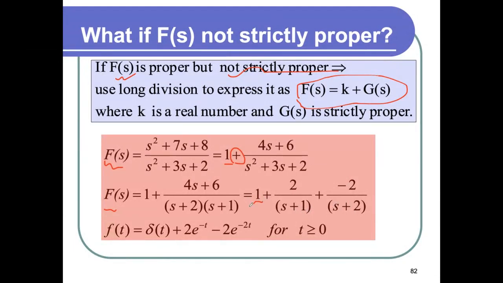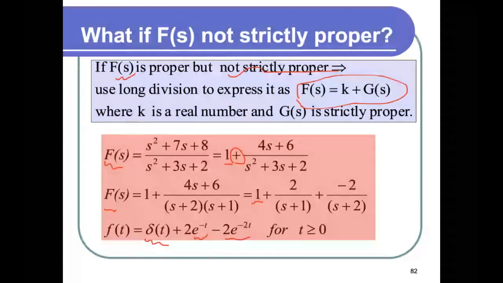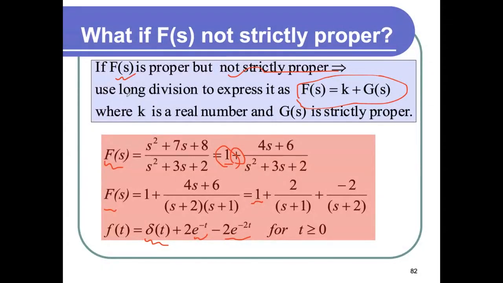So what is the inverse Laplace transform of 1? It's the impulse function. What is the inverse Laplace transform of 2 over s plus 1? It's 2e to the power of minus t. We have a shifted step. Similarly, you have minus 2e to the minus 2t for t greater than or equal to 0. So the question is, how do we get this 1? We use long division. Do you guys remember long division from Math 001?